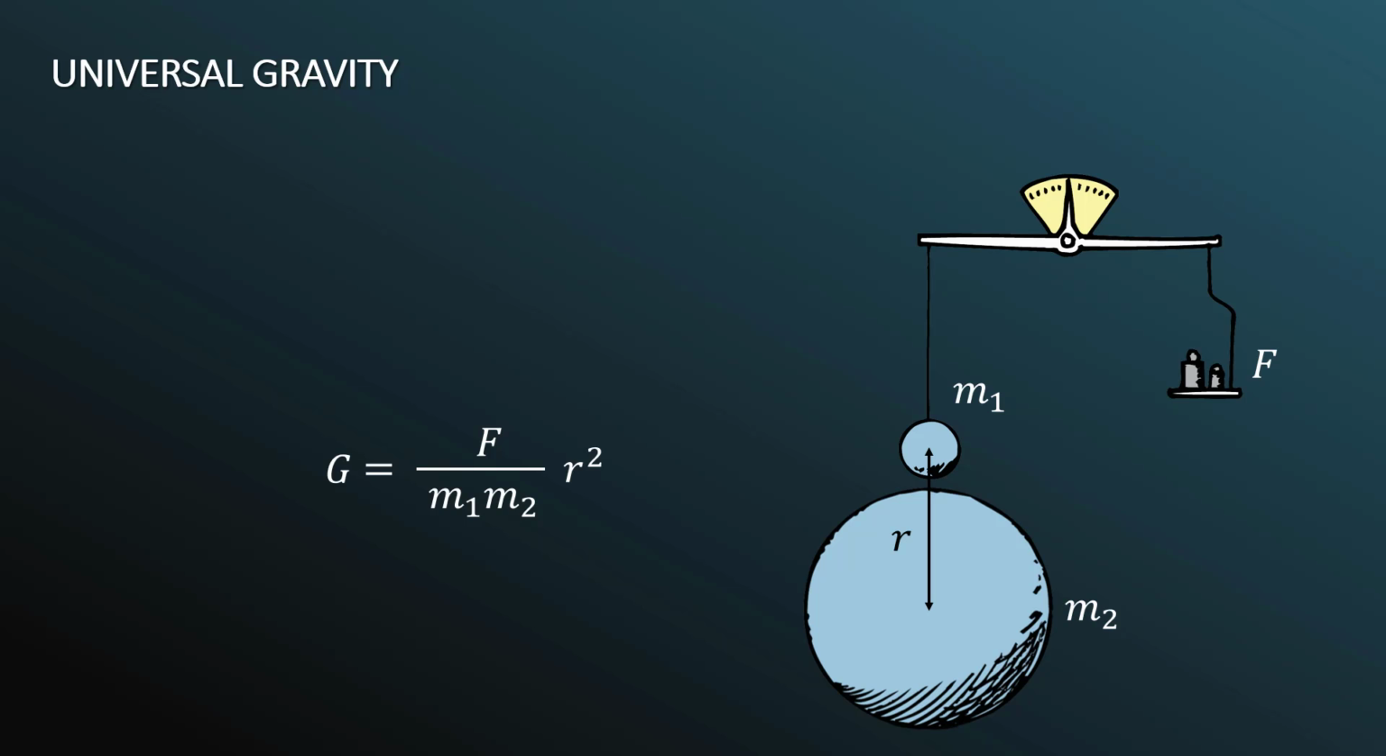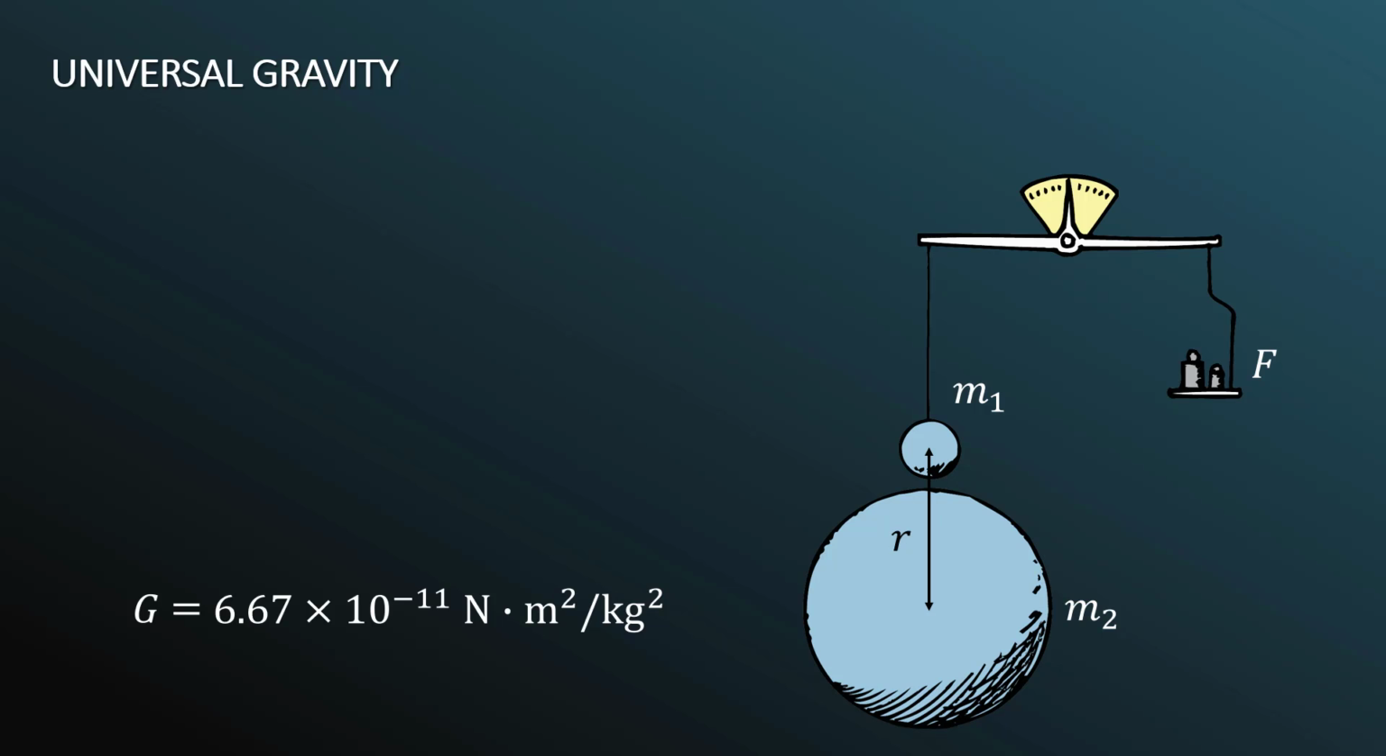Now we can calculate G, and it has been calculated as 6.67 times 10 to the negative 11 Newton meter squared over kilogram squared. This is a very small value, very, very small value. This indicates that gravity is an extraordinarily weak force. It's the weakest of the four fundamental forces.